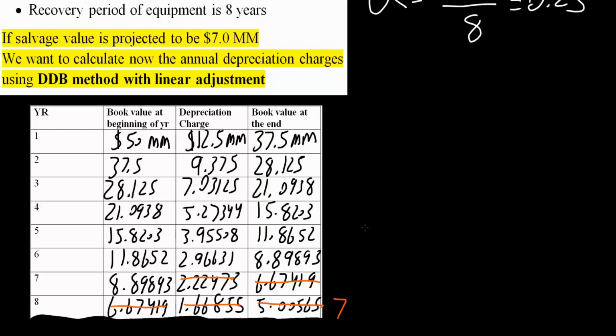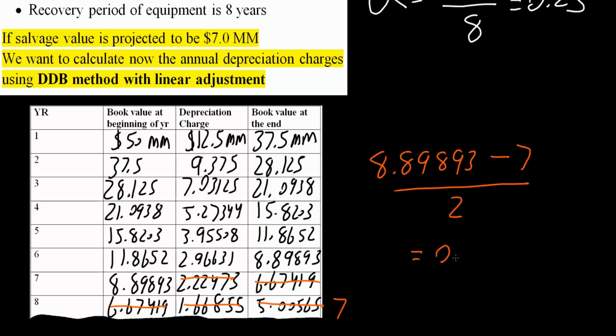So what will the depreciation charge be? And that's pretty simple. So you take this number, the 8.89893, and then you subtract your salvage, your 7. So minus 7 divided by 2. This number right here will equal 0.949465. So the depreciation for each of these two numbers will be this number. So we will change this value to this and this value to this.